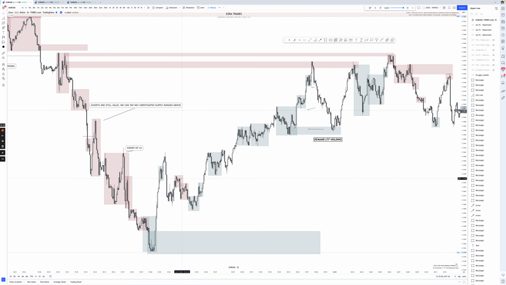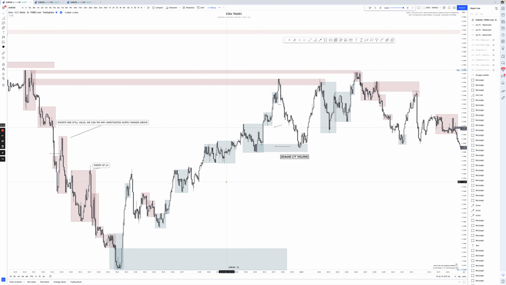We already took out these supply ranges. We're making another demand range. If this continues and you just decided to take a trade from the 50% of this range, protecting the lows, this is a pretty good trade. There's nothing wrong with taking a continuation like that. That's absolutely valid, right? And so that's something to keep in mind.